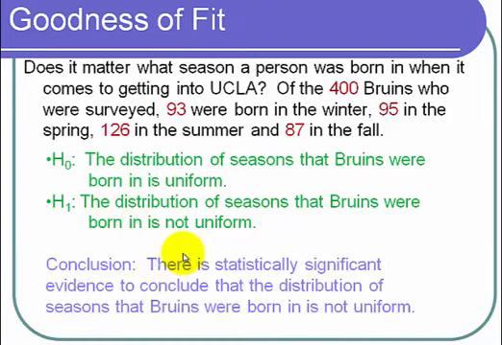And we can conclude there is statistically significant evidence to conclude that the distribution of seasons that Bruins were born in is not uniform. Notice that our conclusion says nothing else. It does not say necessarily who the culprit is in not being uniform. It might be there were not enough in the fall. It might be there were too many in the summer. This chi-square test does not say which is the problem season. It only says that it's not uniform.